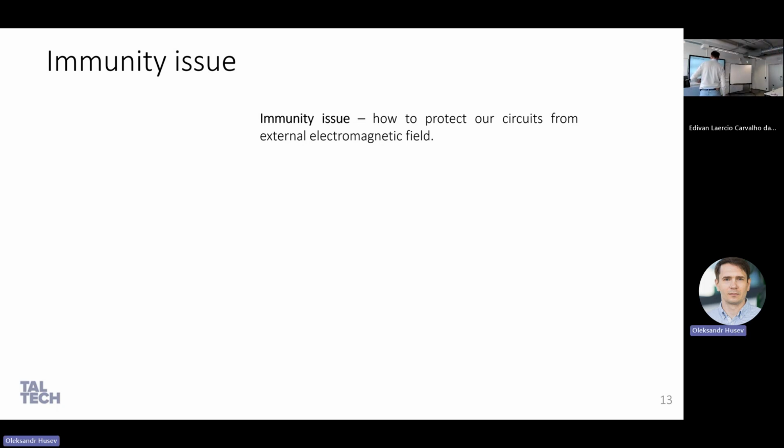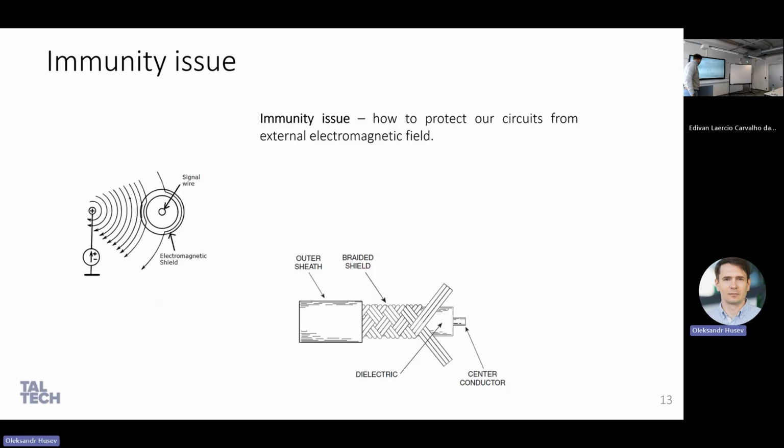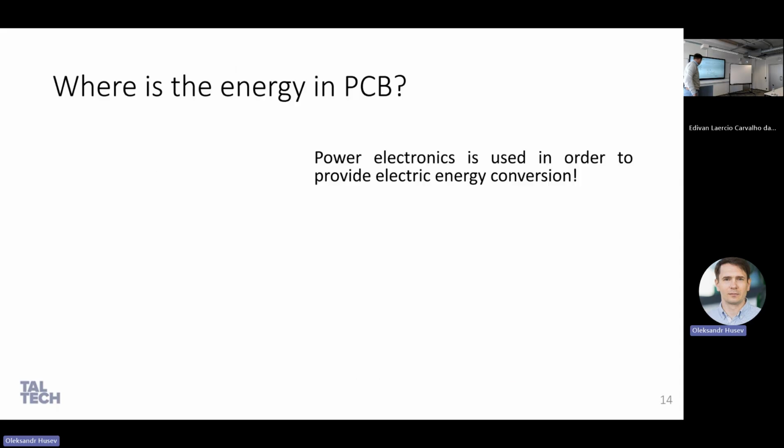So, immunity issue: how to protect our circuits from external electromagnetic field, right? There are several types of that. We will not discuss right now, because after the introduction about physics, we will come back to these issues, because there will be several questions for you to discuss in the final part of the lecture.